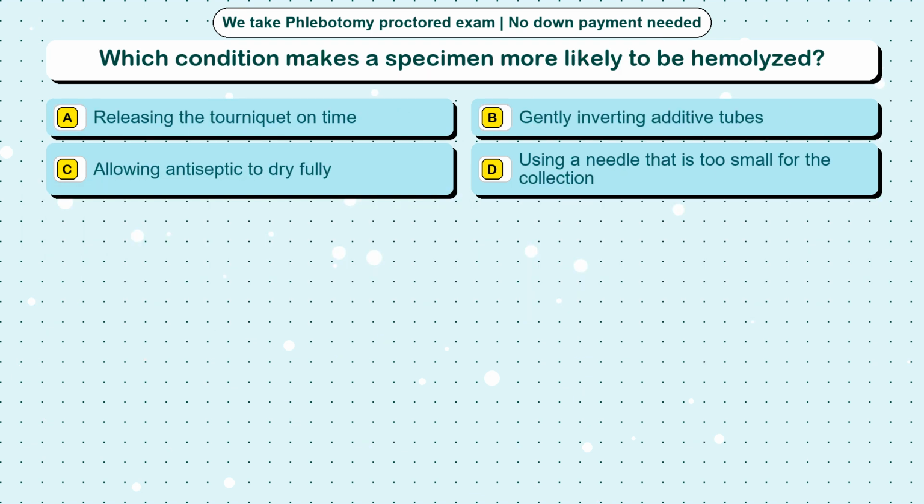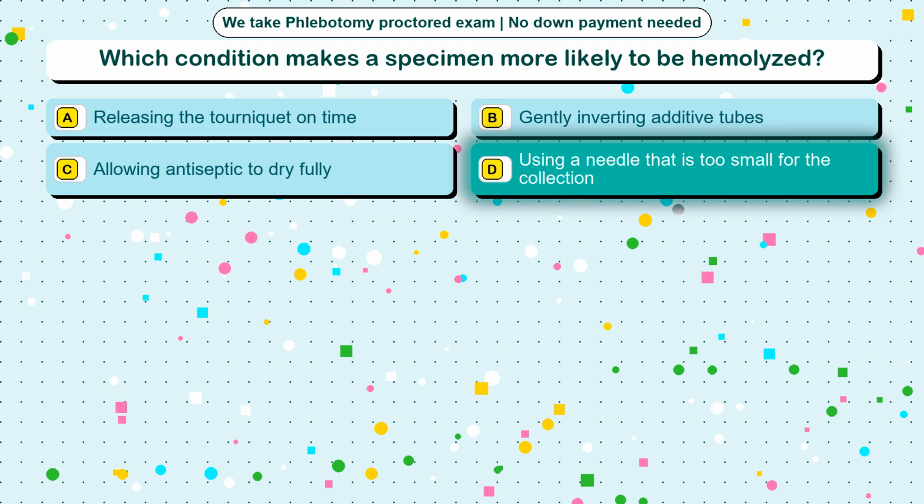Question 28. Which condition makes a specimen more likely to be hemolyzed? Option A, releasing the tourniquet on time. Option B, gently inverting additive tubes. Option C, allowing antiseptic to dry fully. Option D, using a needle that is too small for the collection. The correct answer is option D, using a needle that is too small for the collection.